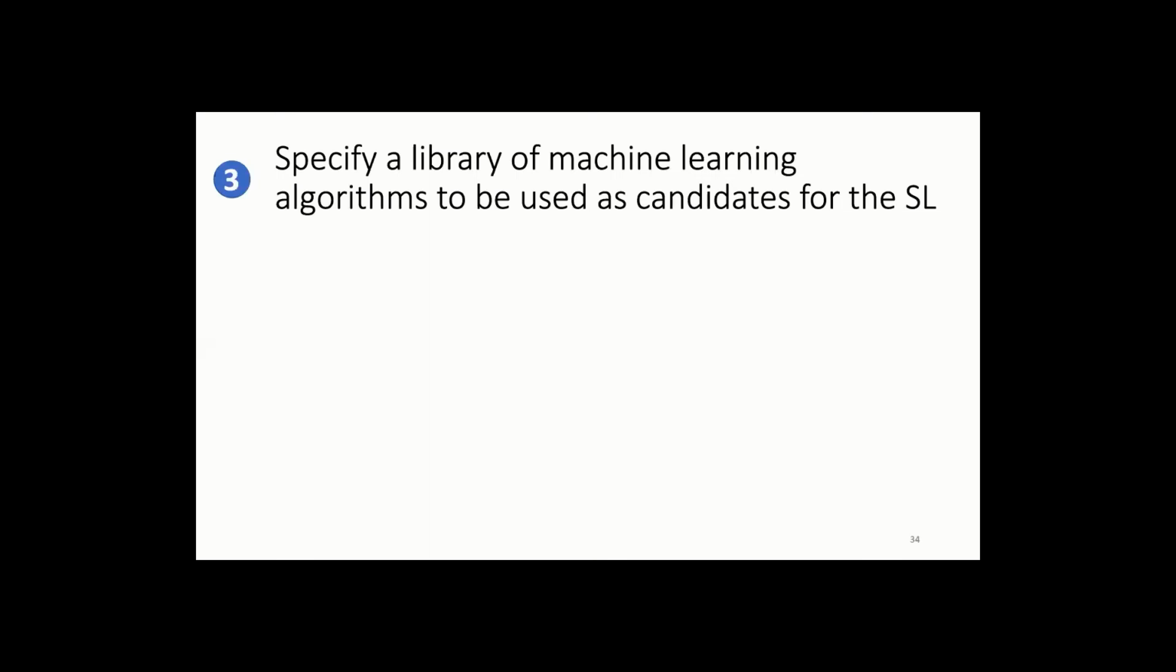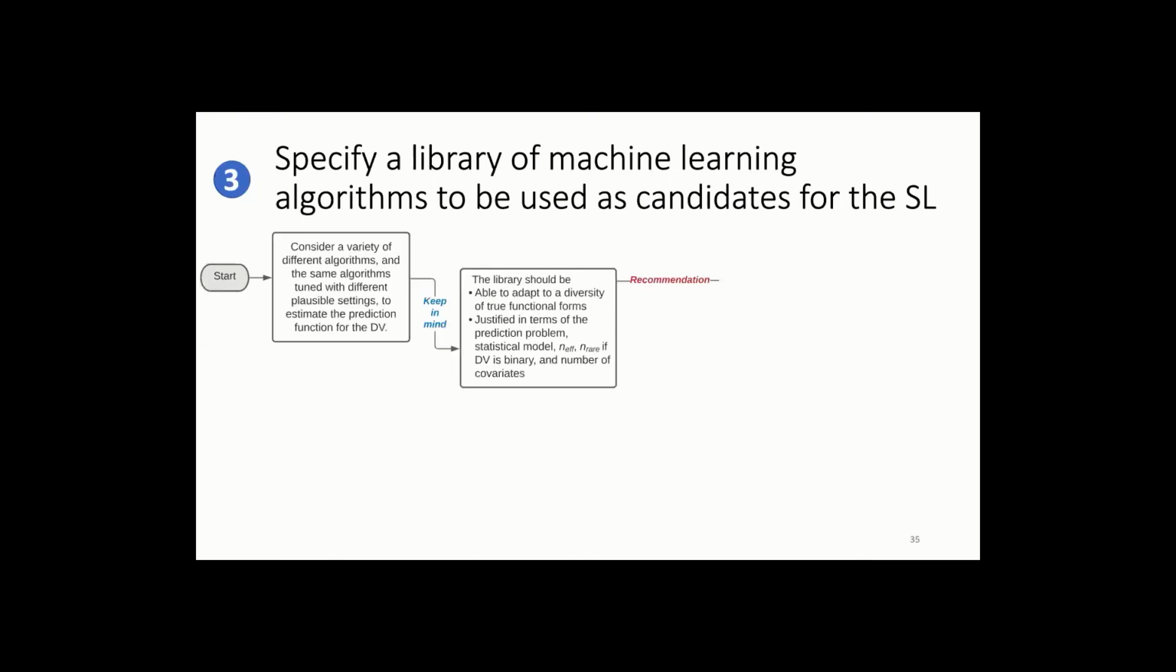Okay, now let's look at how we can specify the library of machine learning algorithms to be used as candidates for the superlearner. First, we want to keep in mind that we should consider a variety of different algorithms, and we can also consider the same algorithm tuned with different plausible settings. And this is to estimate the prediction function for the dependent variable.